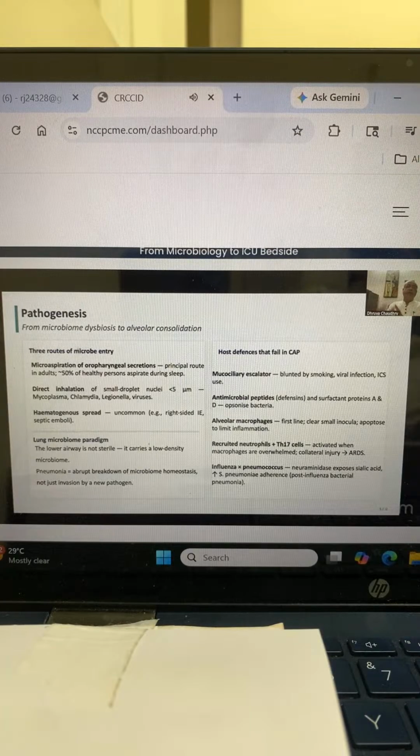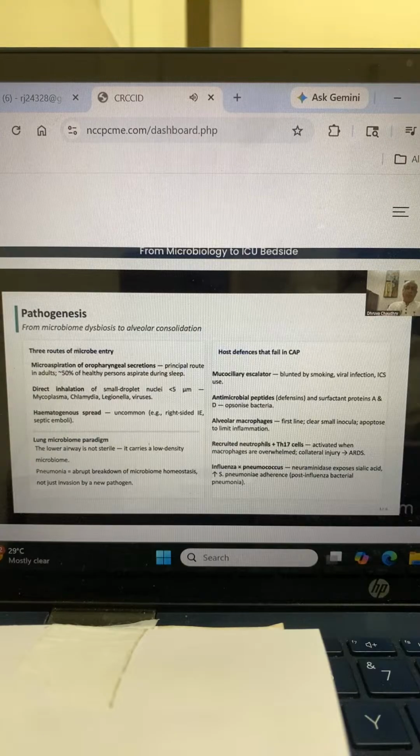Further, we see that within the cellular parameters there in the lungs, the parenchyma, neutrophils are recruited along with Th17 cells, and obviously they get activated when we find that macrophages are overwhelmed. And it is then that the collateral injury takes place from pneumonia, you tend to see ARDS.